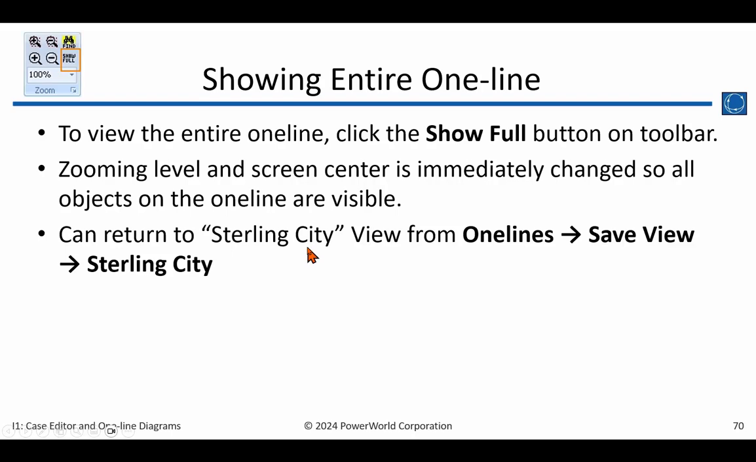So that's pretty handy if there's certain parts of the system on the one-line diagram that you like to view frequently. You don't have to manually return there using the zoom and pan functions. You can just click the saved view.